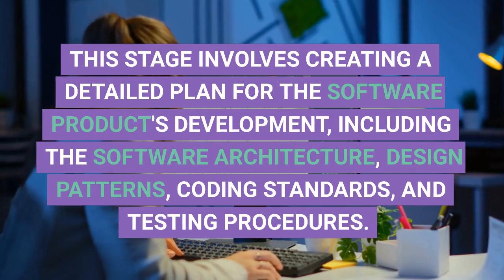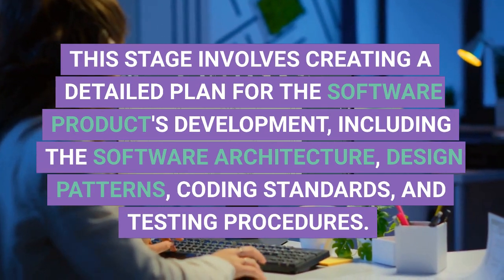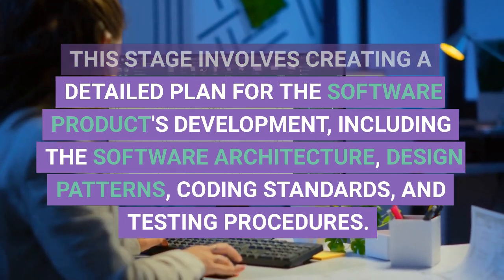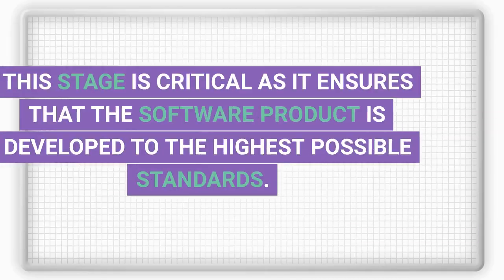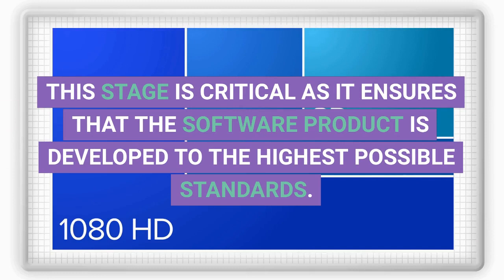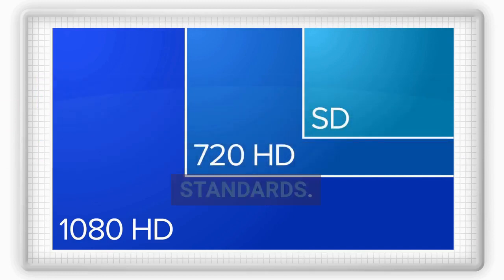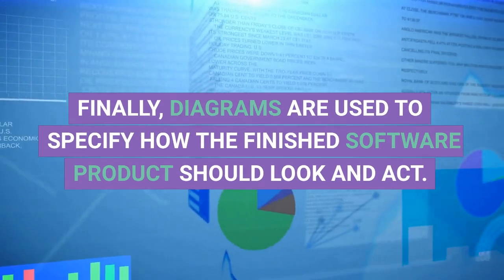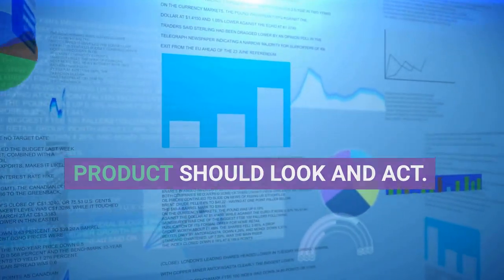This stage involves creating a detailed plan for the software product's development, including the software architecture, design patterns, coding standards, and testing procedures. This stage is critical as it ensures that the software product is developed to the highest possible standards. Finally, diagrams are used to specify how the finished software product should look and act.